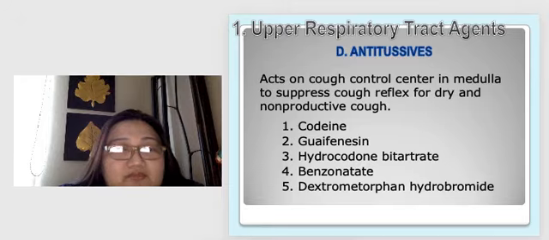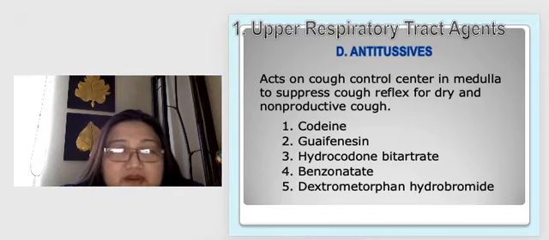So, never take antitussives if the cough is productive. Antitussives are only recommended for dry cough or non-productive cough. Kaya contraindicated ito dun sa mga lung disorder na importante ang cough reflex. Codeine is an example of an antitussive. Codeine in high doses can cause respiratory depression. So important to always check RR.